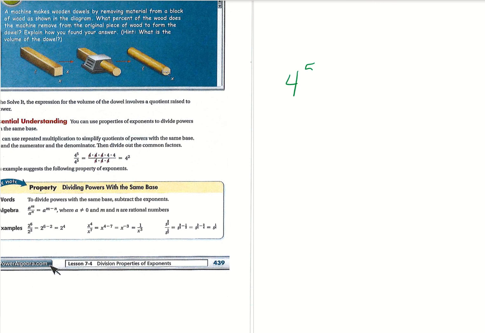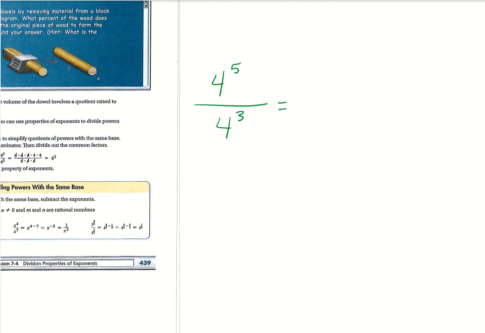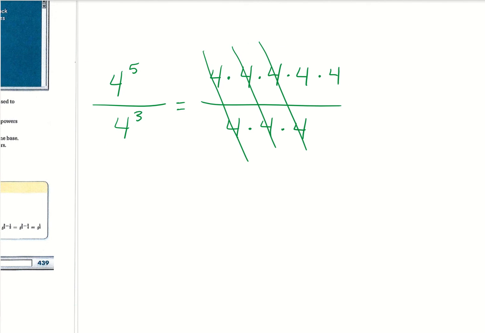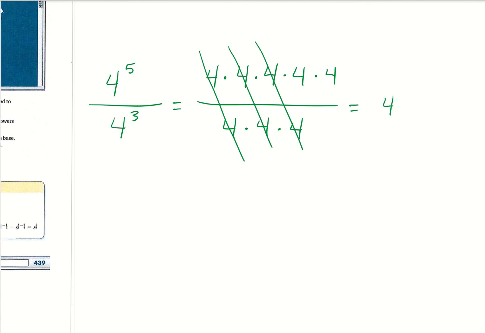So we're just going to go ahead and look at this one right off the bat to start out. This is just an example of how the division property works. We have 4 times 4 times 4 times 4 times 4 for 4 to the 5th. And for 4 to the 3rd, we've got 4 times 4 times 4. Now we know that these 4s will cancel out and give us 1, so we can cancel them. Same thing with these ones. So now we're just left with 4 squared.